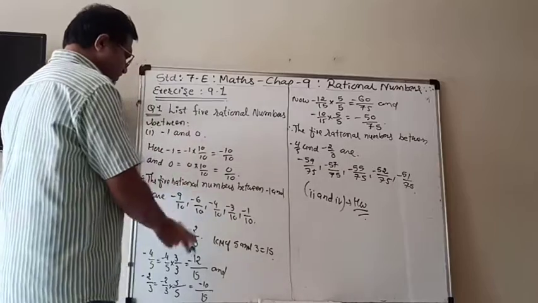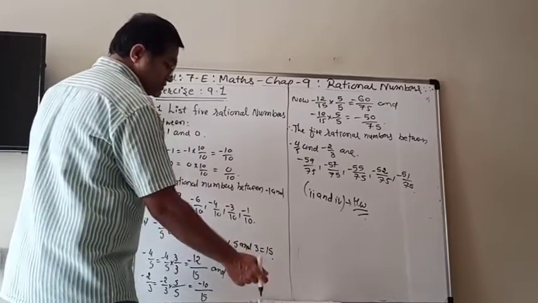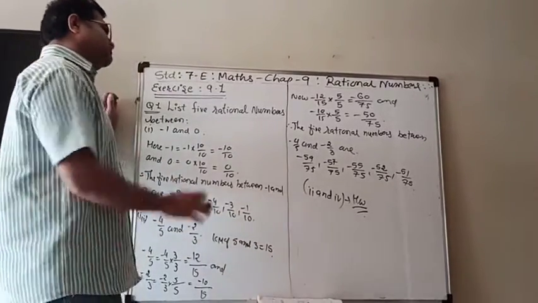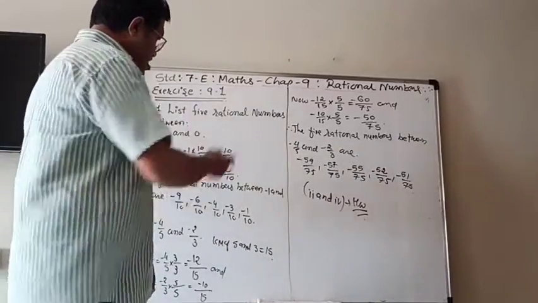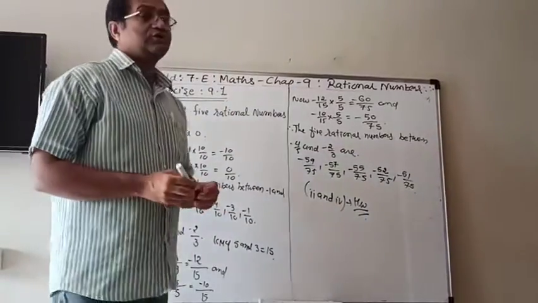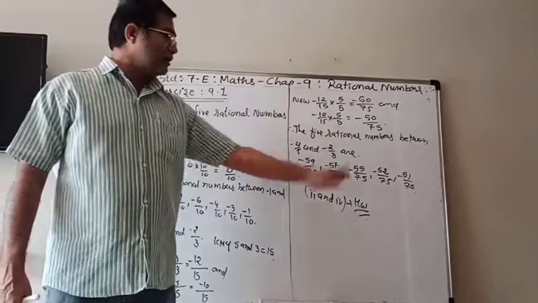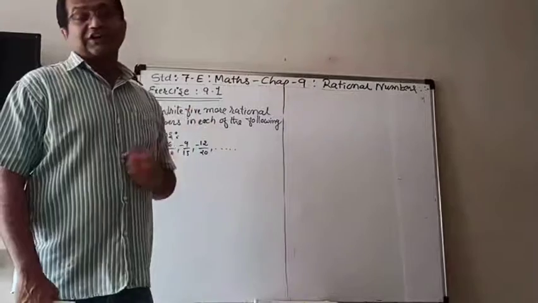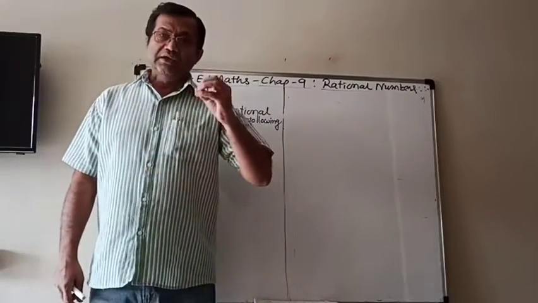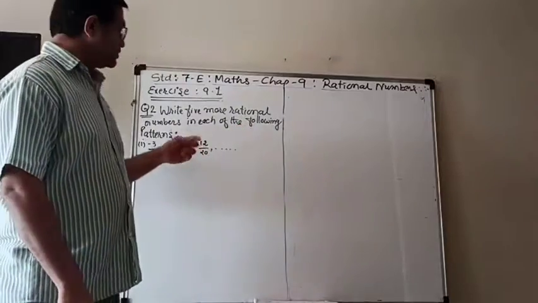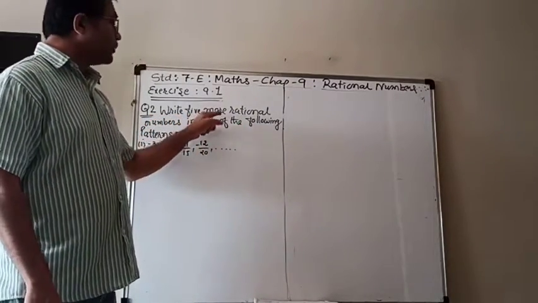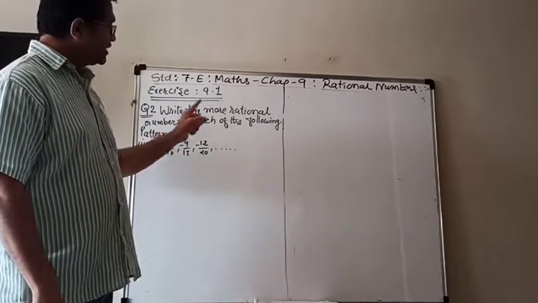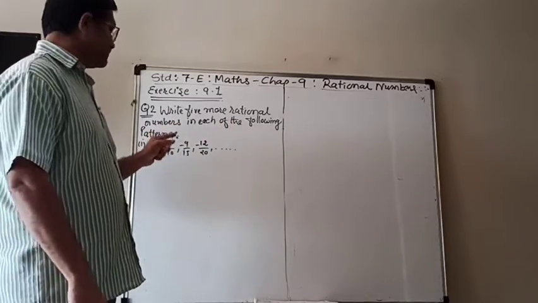One has integers like that, and the others have the fractions but which are positive. So you have to follow the same method to find out the 5 rational numbers between them. Now second question. Here in the second question, write 5 more rational numbers in each of the following patterns.